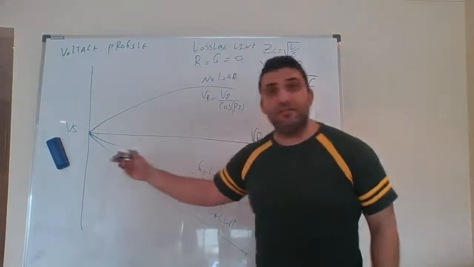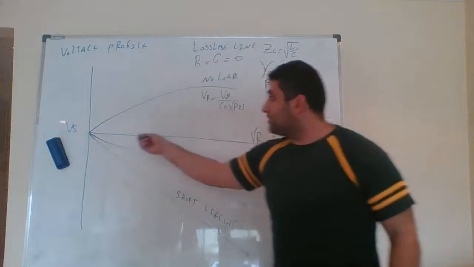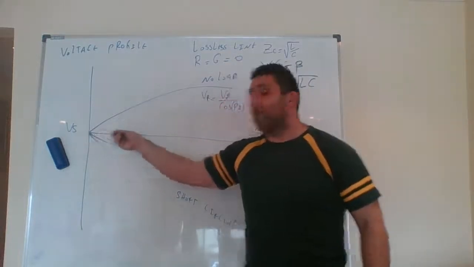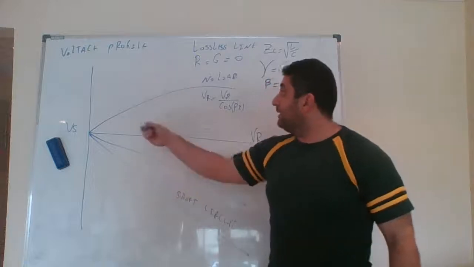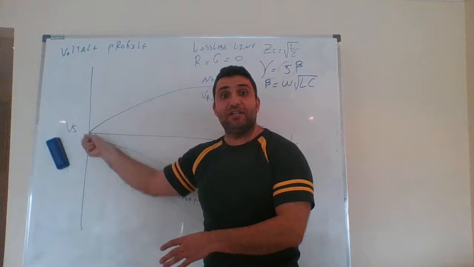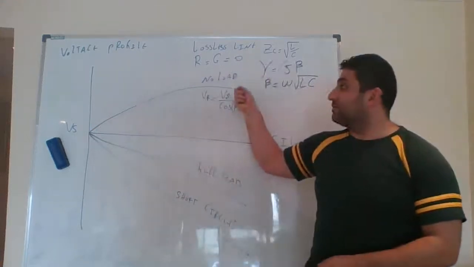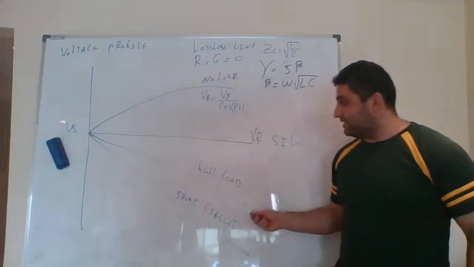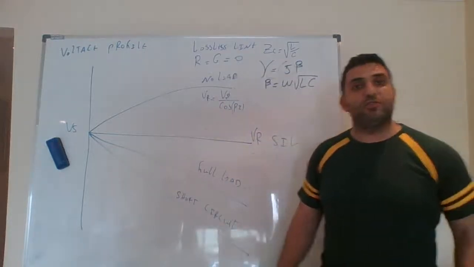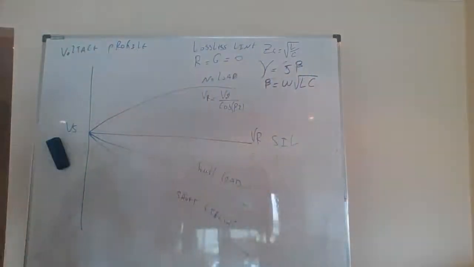Look, this is surge impedance loading. I have Vr equal to Vs, a straight line, the voltage doesn't change. Under no load, I have Vr, on the assumption that Vs is fixed, going up. Full load, this is the sketch for it, the voltage profile, and this is the short circuit profile of the voltage. This is the short circuit.